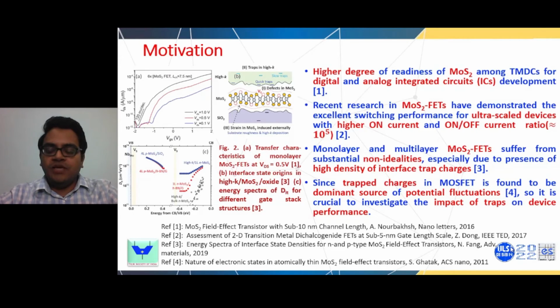From figure 2c, we can see that the interface trap density in the monolayer and high K dielectric interface is of the order of 10 to the power 12, which is pretty high, in the energy range of -0.2 to 0.4 from the conduction band. Since trap charges in MoS2 are found to be the dominant source of potential fluctuation, these affect the device electrostatics. Therefore, it becomes crucial to investigate the impact of traps on device performance to guide its optimization.